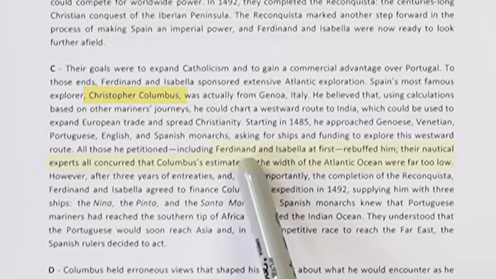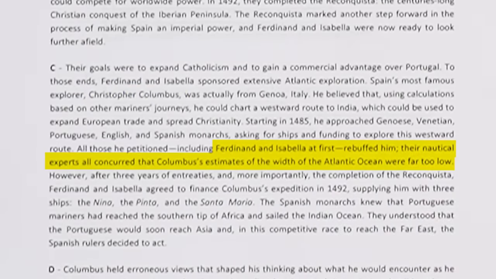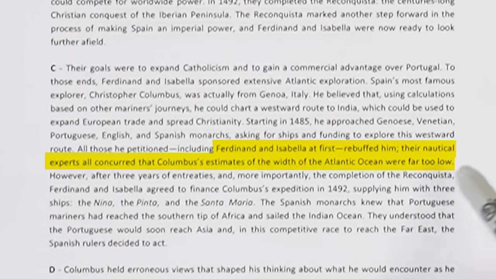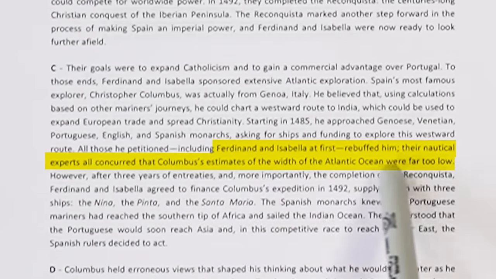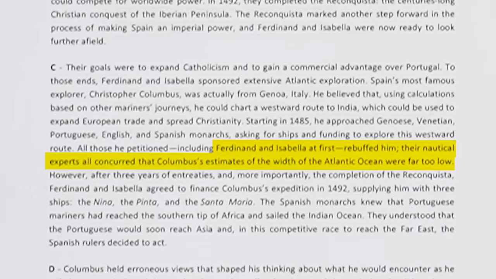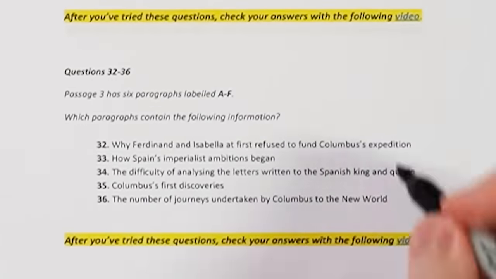and including Ferdinand and Annabella at first rebuffed him. Rebuffed means to say no. Their nautical experts all concurred that Columbus's estimates of the width of the Atlantic were far too low. So even if you didn't know what rebuffed meant, it's explaining why they said rebuff, and then you could guess from the context that it means no. But we're pretty sure that is what we're talking about.